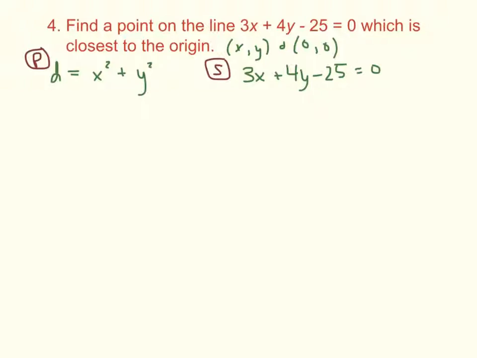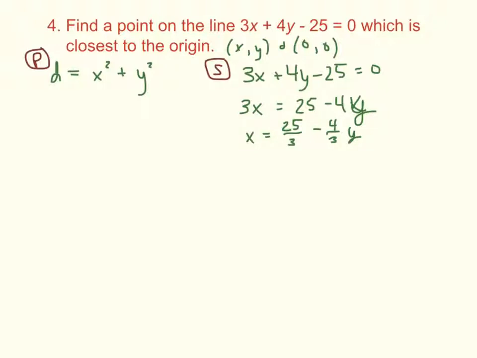Now I need to take that equation and either solve for x or y. It doesn't matter. So I'm going to go ahead and solve for x. So I have 3x = 25 - 4y. If I just move those over to the other side, and then divide by 3, I'll have x = 25/3 - (4/3)y. Okay, so that's pretty ugly, but that's what I have.